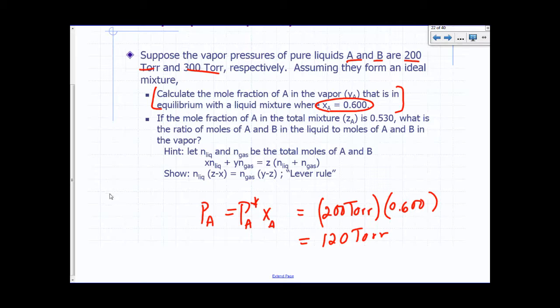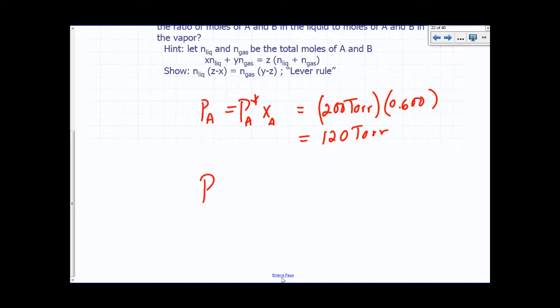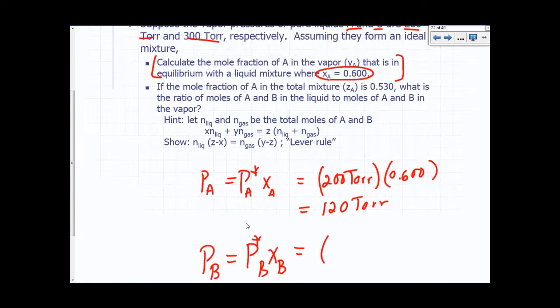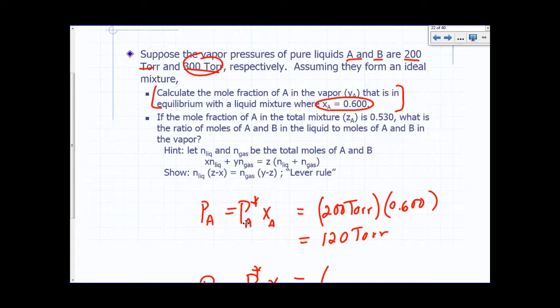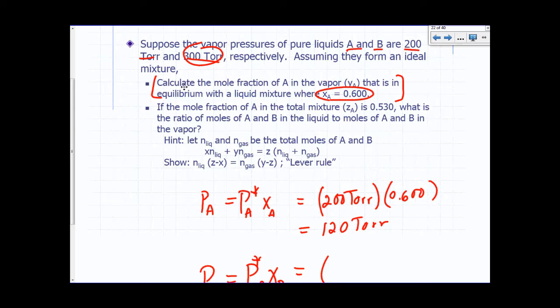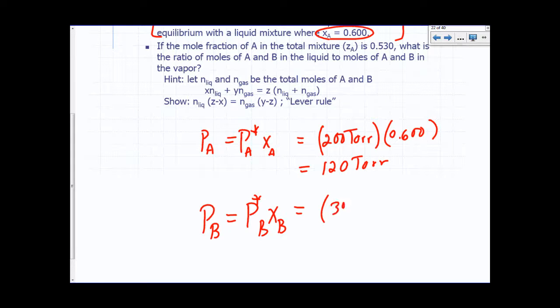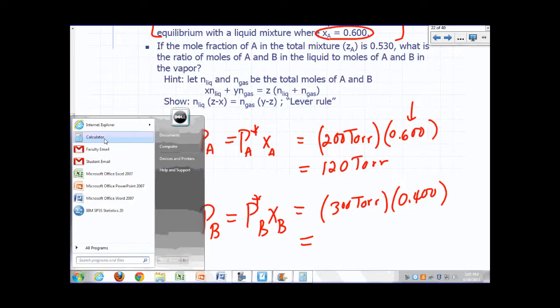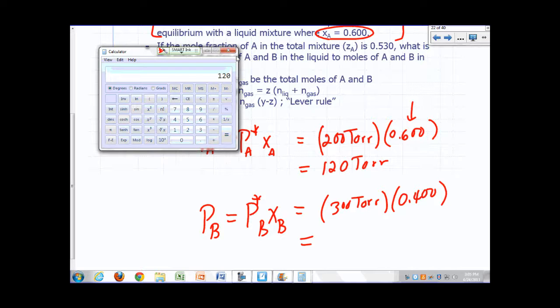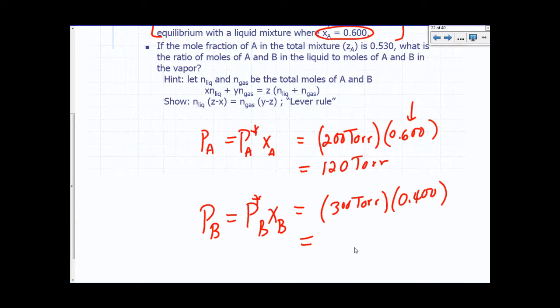What would be the mole fraction of B in the vapor? Let's go ahead and do that calculation. The partial pressure of B in the vapor is going to be P star B times the mole fraction of B. If it were pure, its vapor pressure is 300 torr, so we say B is more volatile than A. It has a higher vapor pressure. So 300 torr times the mole fraction of B. If A is 0.6, then the mole fraction of B must be 0.4, since mole fractions add up to 1. So 300 times 0.4 is 120. The partial pressure of B is also 120 torr.